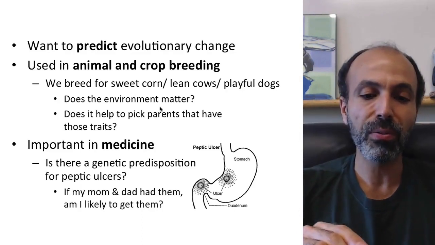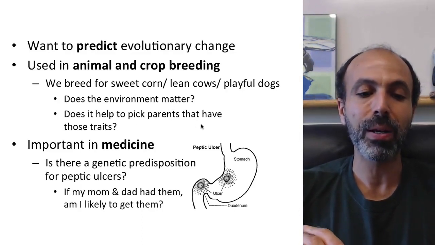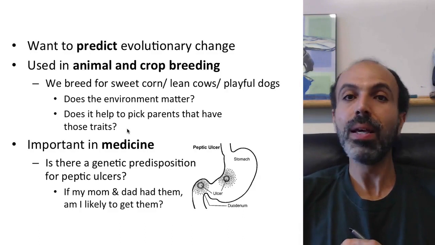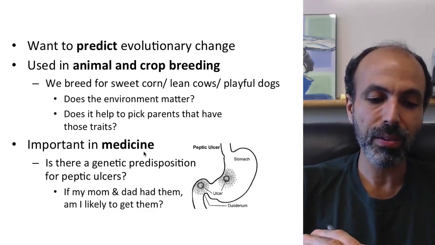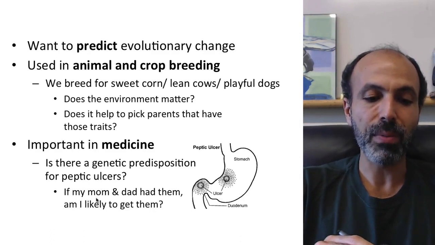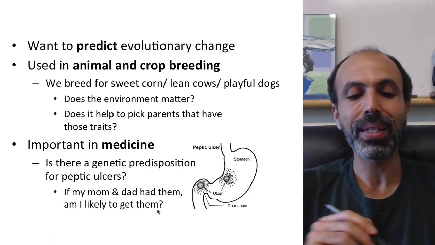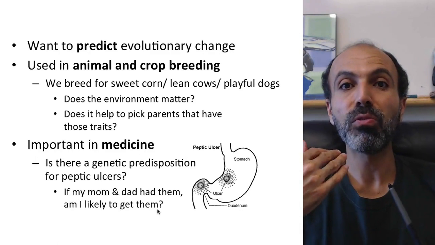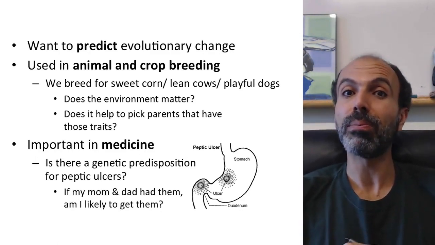You want to know if the environment matters, and you want to know if it helps to pick parents that have particular traits. This is also very important in the context of medicine. Let's say, for example, you're a doctor and somebody comes to you and says, if my mom and dad had peptic ulcers, am I likely to get them? Basically, is there some sort of genetic predisposition to peptic ulcers?